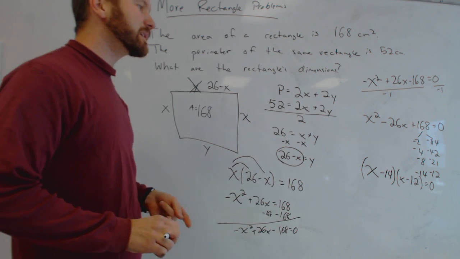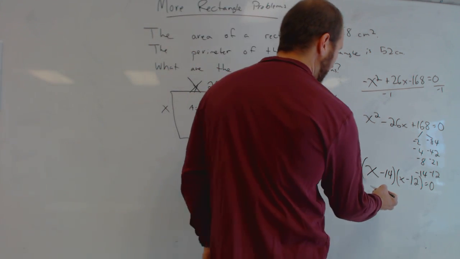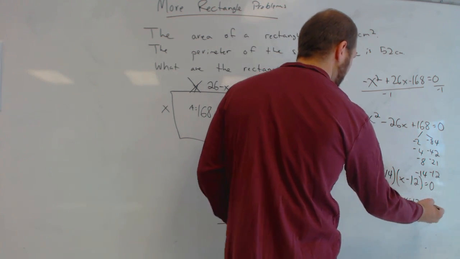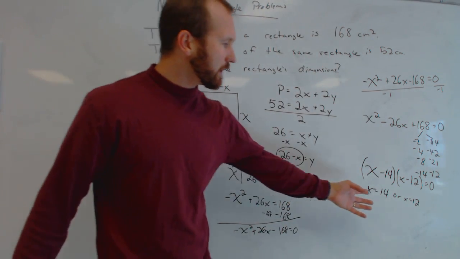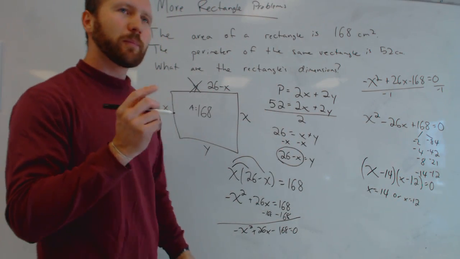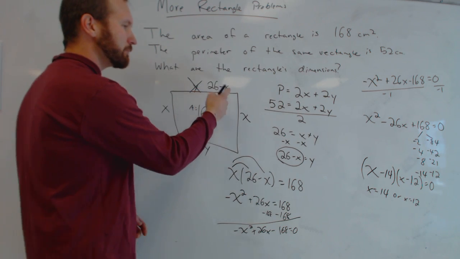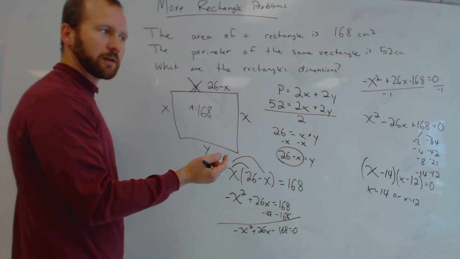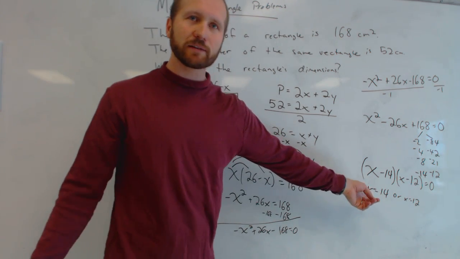So this is another really interesting thing. x could equal 14 or x could equal 12. Wait a second, neither one of these answers is negative, so I can't cross it out. But wait, 26 minus 14 is 12. So those are my two answers.